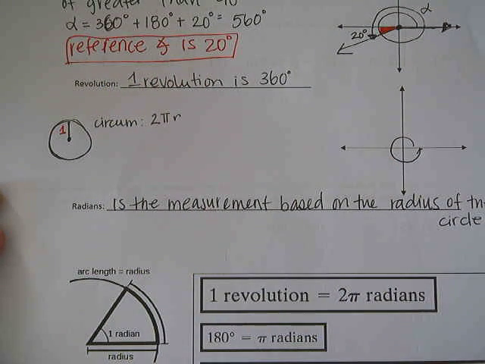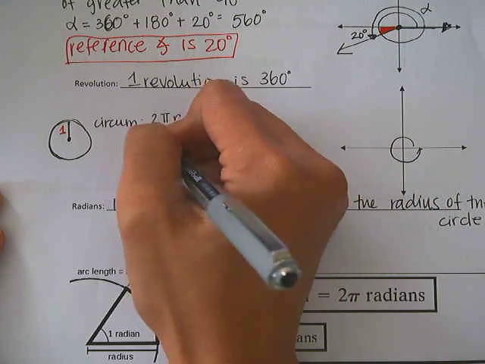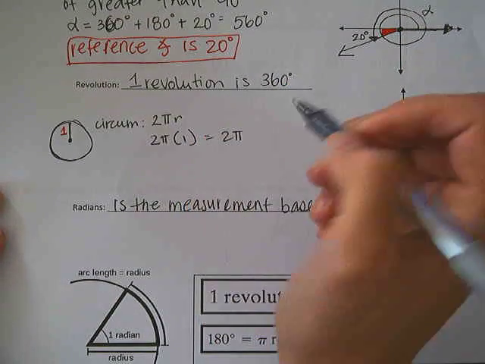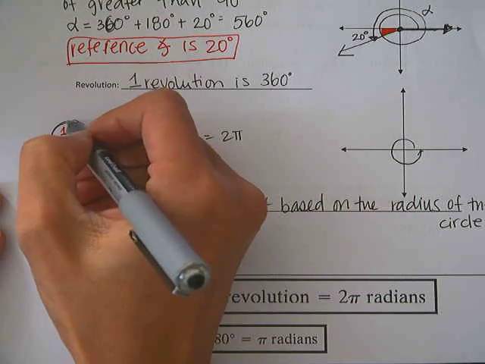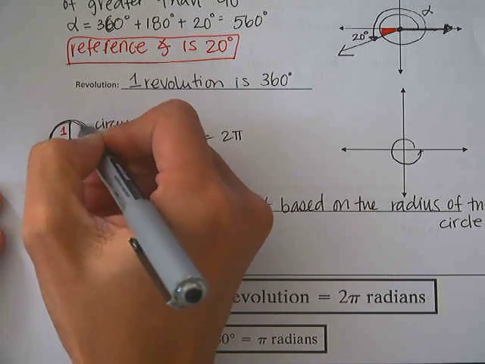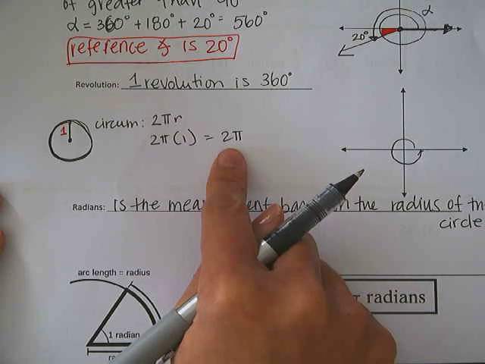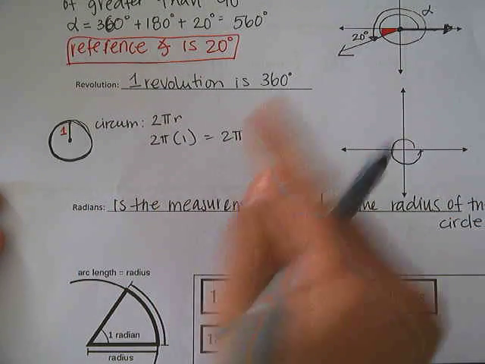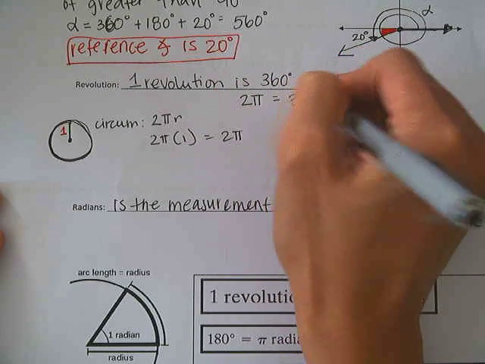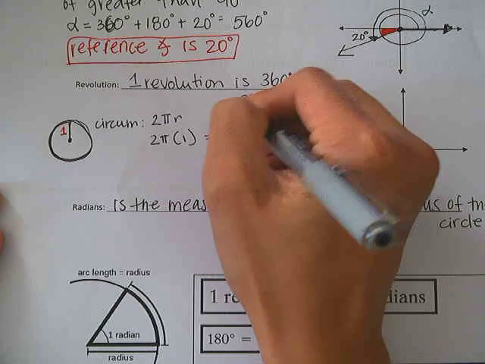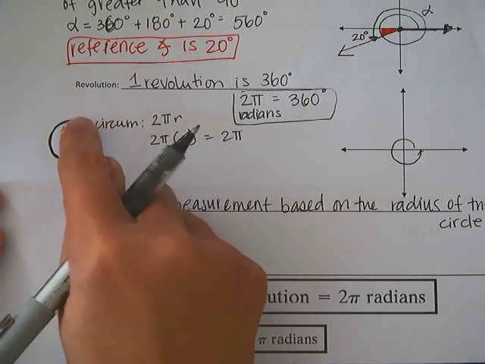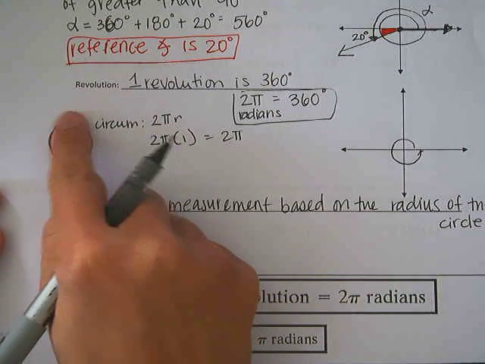The radius is 1 unit, so 2 pi times 1 unit equals 2 pi, right? So a full circle, which is a measurement of 360 degrees, is 2 pi in radians. So 2 pi equals 360 degrees, and that's degrees, and 2 pi is in radians. And the reason it's called radians is because 2 pi represents the arc length of the whole circle.